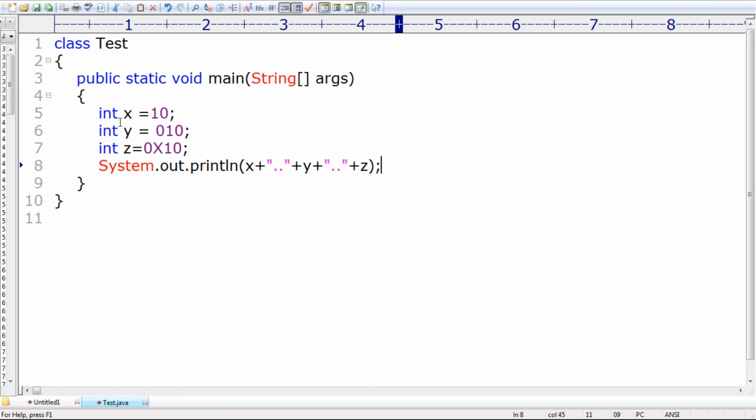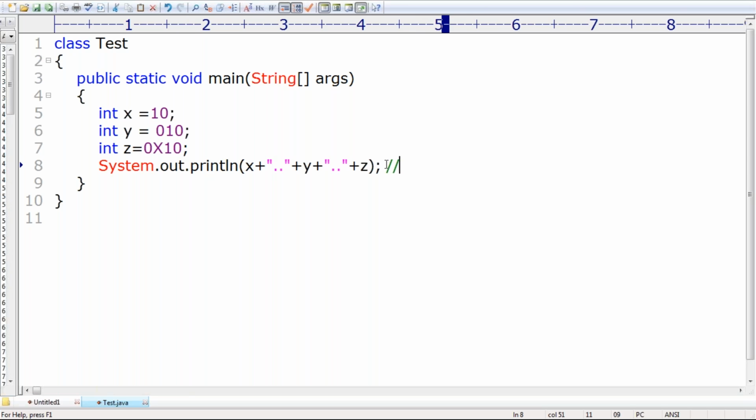Make sure, sir, this one is decimal, this one is octal, this one is hexadecimal. For the programmer, we have the facility to specify the value in any style: decimal, octal, hexadecimal. But whenever you are printing the value, the JVM is always going to provide the values only in decimal form. Remember that. That's why, sir, it is the decimal value only.